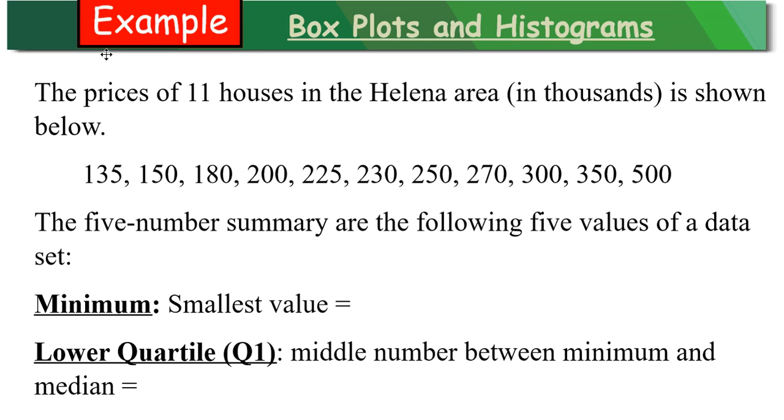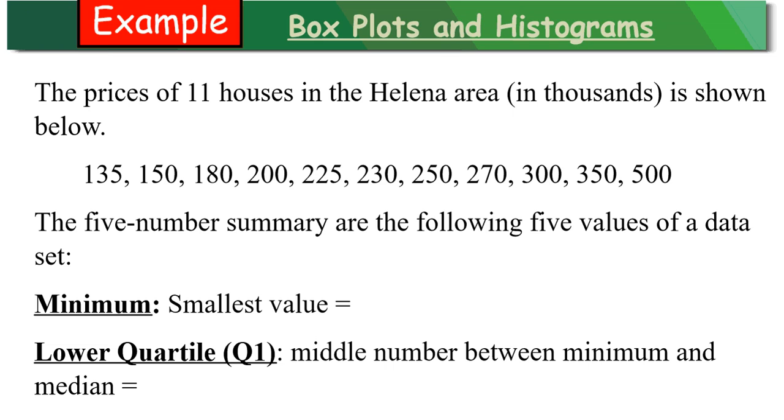Here's the first scenario that we're going to work with. Let's say that I investigated the prices of 11 houses in the Helena area. Obviously, these prices are in thousands of dollars, and the prices of those houses are shown below. One thing we can do is compute what's called the 5-number summary, which is 5 values within the data set that describe how the data set is spread out.